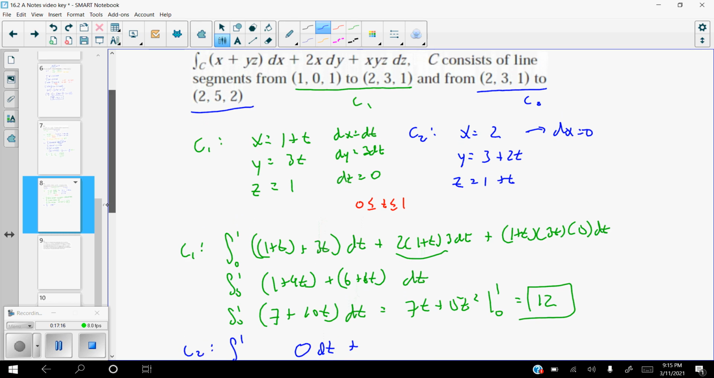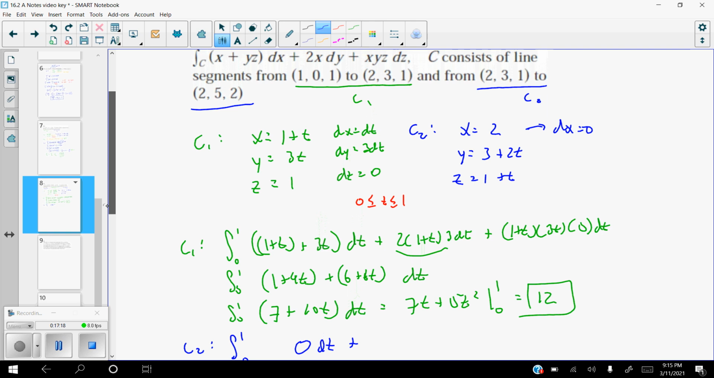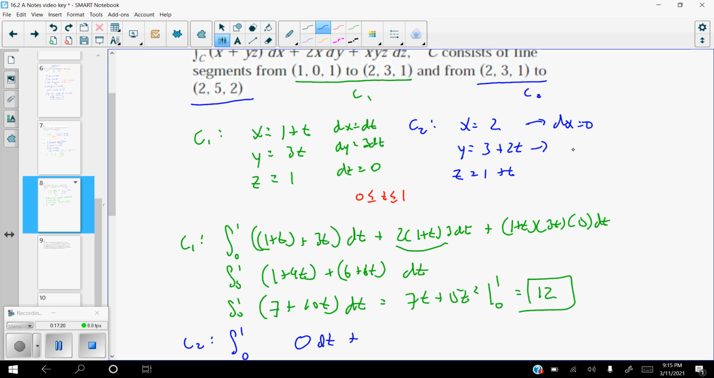The second one is 2x, which is 2 times 2 dy. dy is 2 dt. So we're going to get 2 times 2 for the 2 times x part, times another 2, which is really just going to give us 8 dt.